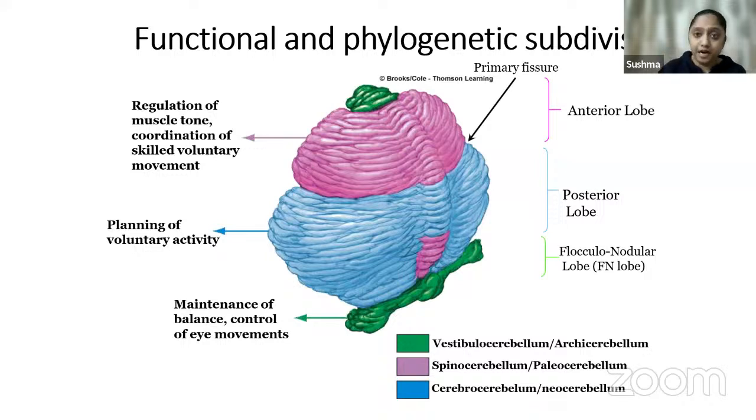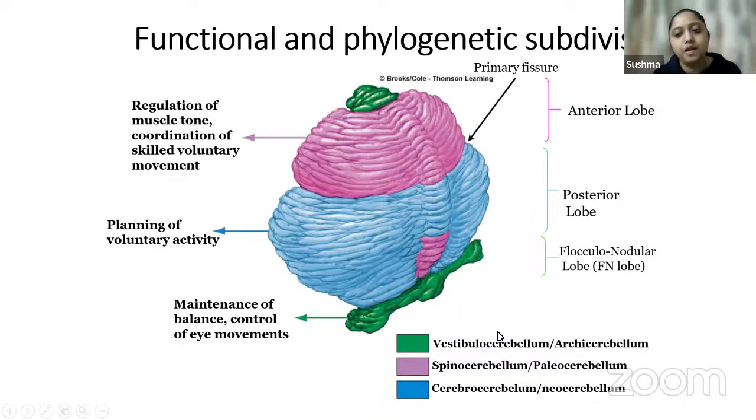Then, as we evolved, we had to be more skilled. We had to hunt, we had to run. For all of those things, we had the spinocerebellum develop, which is the anterior lobe, which is concerned with the regulation of muscle tone and coordination of skilled voluntary movement. Then we have the neocerebellum, which is also called cerebrocerebellum, which is concerned with the planning of the voluntary activity. Right? So this is the phylogenetic subdivision of cerebellum, which is very, very important.